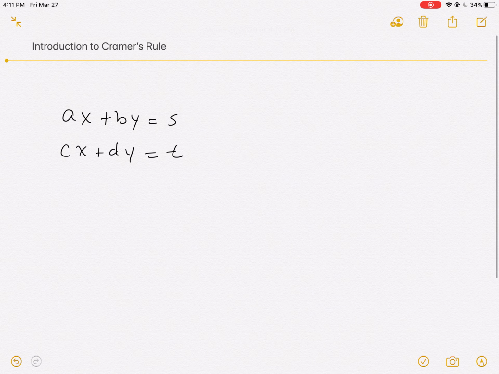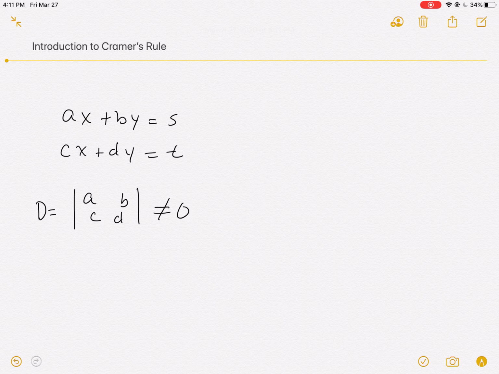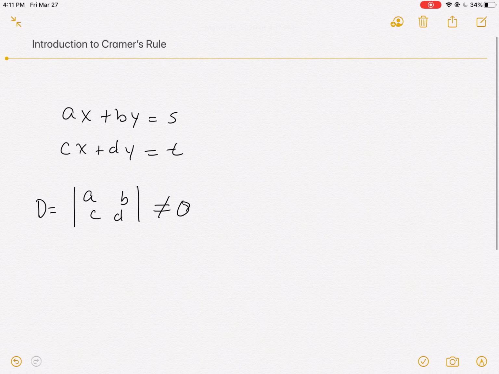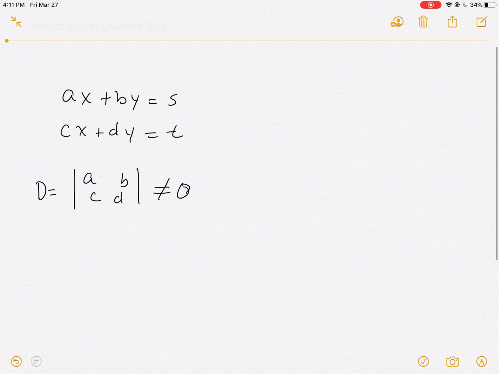And so what Cramer figured out is that, well, in order for this to work, you would need this determinant, which he calls D, capital D, A, B, C, D. You would need that to not be zero. So as long as that's not zero, then Cramer's rule will help you. When it is zero, you would have to use another technique.